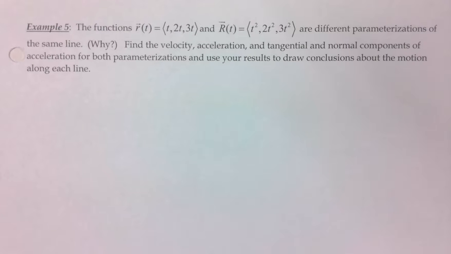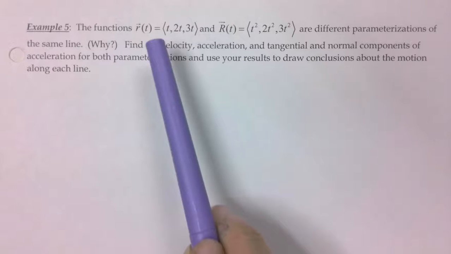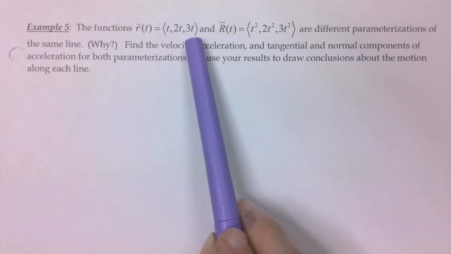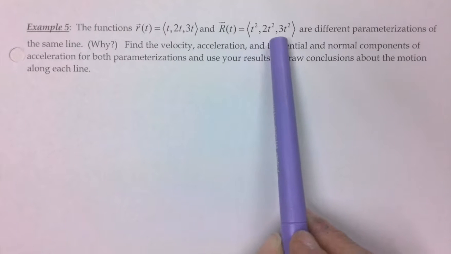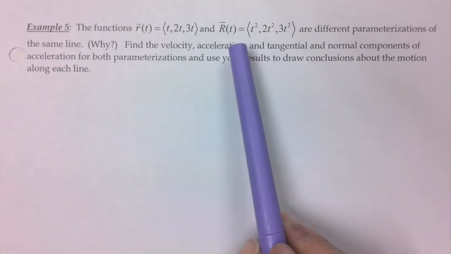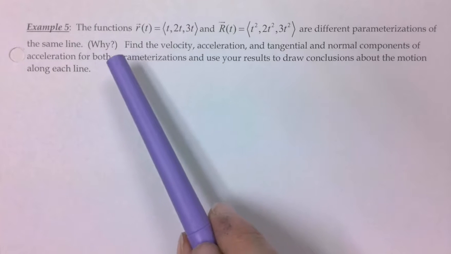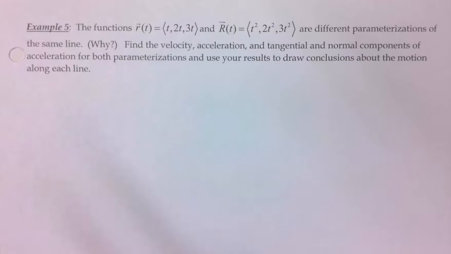Now let's look at an application that involves the acceleration components in both the tangential and normal directions. So we have the functions r of t, which is t, 2t, and 3t, and capital R of t, which is t squared, 2t squared, and 3t squared, are different parameterizations of the same line. Why is that the case? Then find the velocity, acceleration, and tangential and normal components of acceleration for both parameterizations and use your results to draw a conclusion about motion along the line.